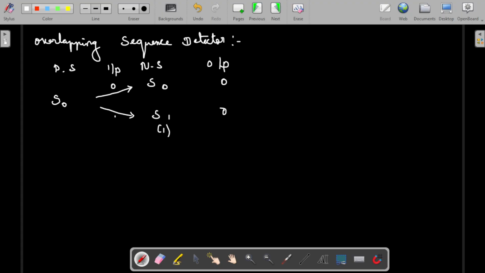So here it is 0, here it is 1. So S1 means the sequence so far is 1. When the input is 0, the sequence is broken, so it goes to S0 and the output is 0. When the input is 1, it goes to the next state, S2, and the output is 0.